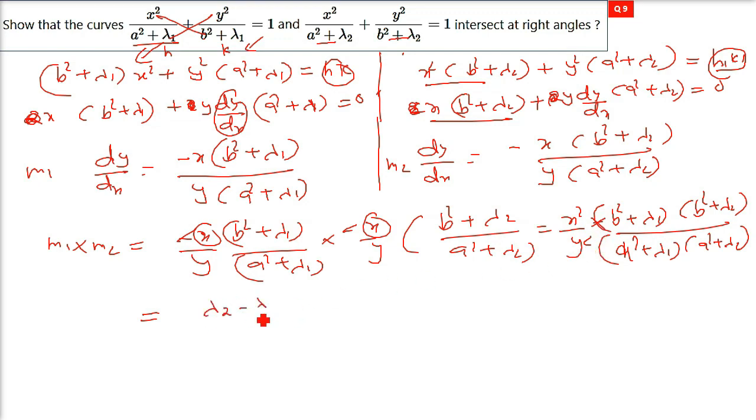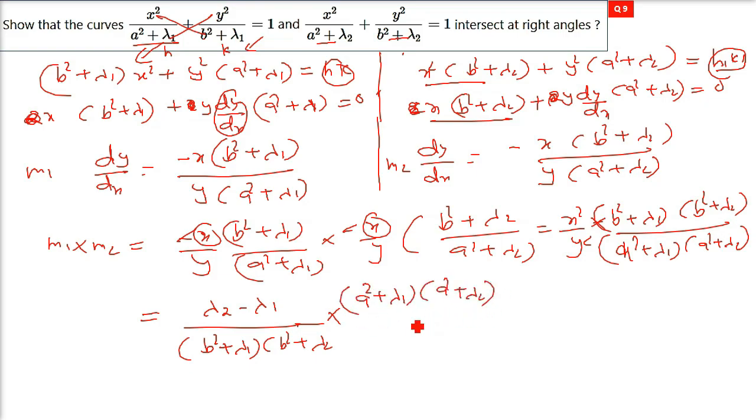X square by y square is lambda 2 minus lambda 1 divided by b square plus lambda 1. Here we have b square plus lambda 2, and I'm just writing it in a way which is correct for me, so that I can just solve it. A square plus lambda 1, a square plus lambda 2. In the denominator you already know that it was negative, lambda 2 minus lambda 1, which I called that. Let us make it as lambda 1 minus lambda 2, eradicating the negative sign.